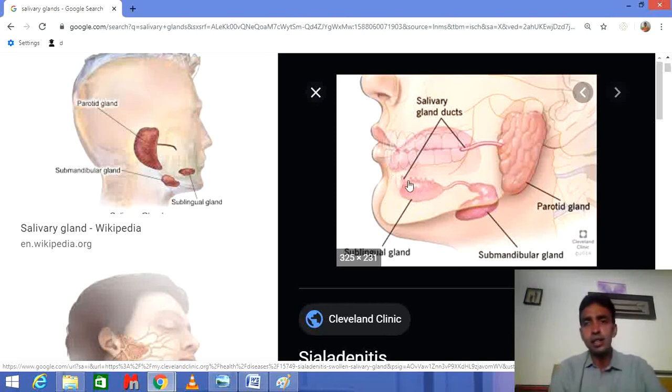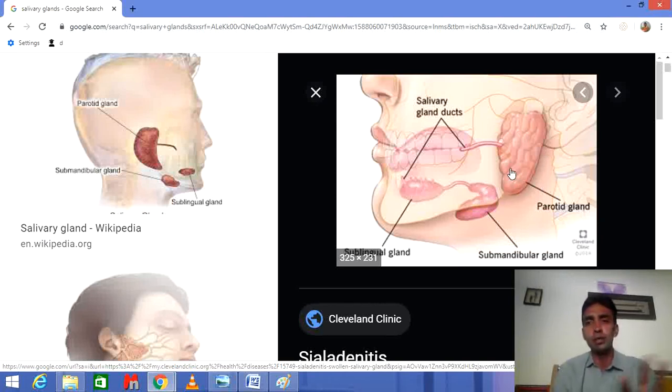The sublingual gland is the gland which is present below the tongue. It has the least capacity. This is the submandibular, which is present below the mandible. This is the mandible, on which the jaw is present. The mandible is actually the bone, and below the mandible the submandibular gland is present, and this is the parotid gland.